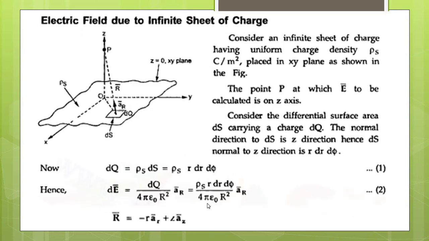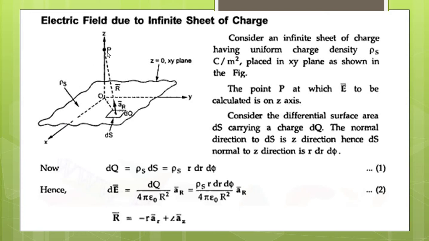Next we'll do the electric field due to an infinite sheet of charge. Now here we'll consider an infinite sheet of charge which is having a charge density of rho s coulomb per meter square. As this is a surface, we need to write this as coulombs per meter square, and this infinite sheet of charge is located in the xy plane.